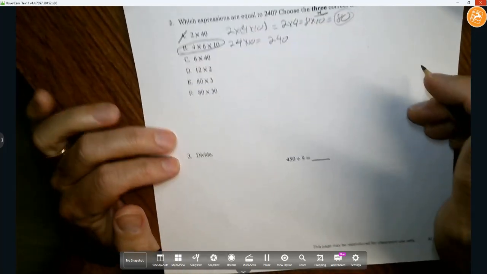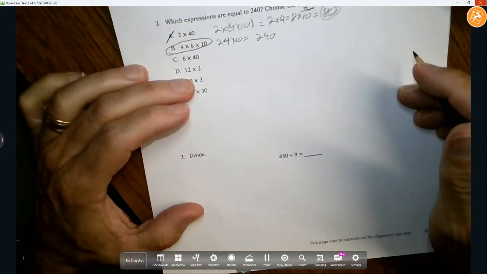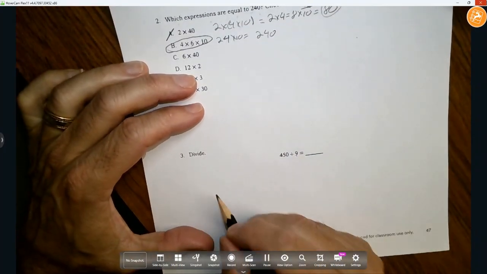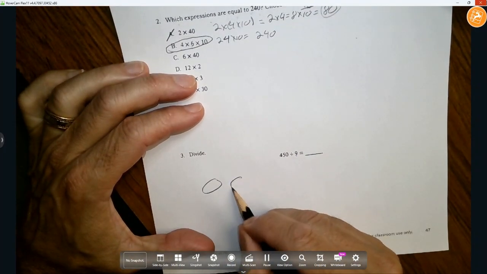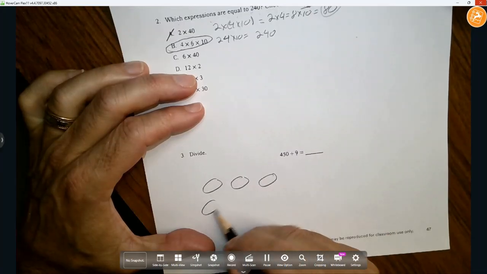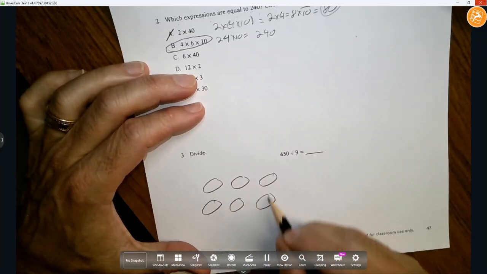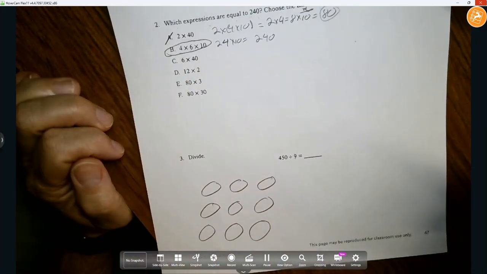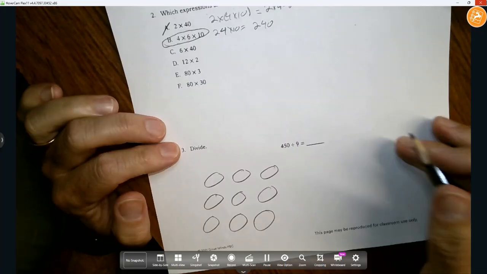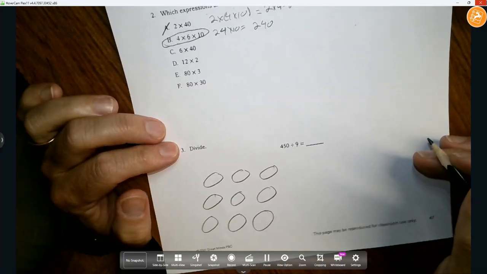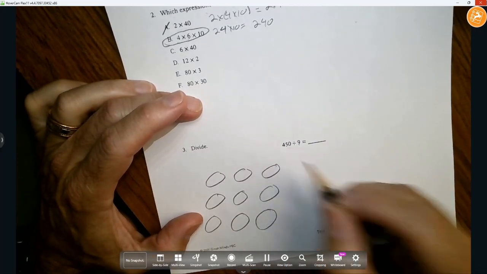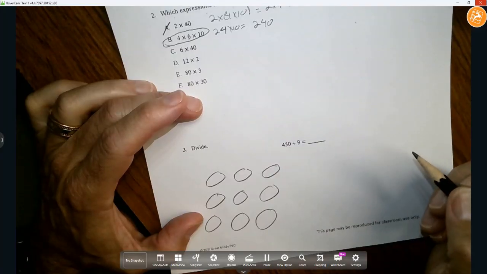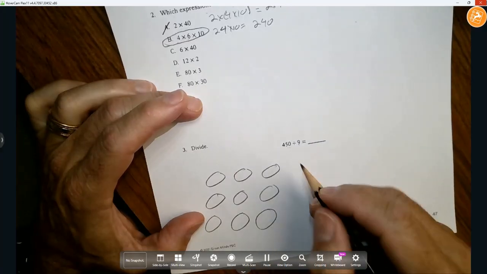All right. It says divide 450 by 9. So you need 9 groups. 1, 2, 3, 4, 5, 6, 7, 8, 9. There's my 9 groups. Now I want to count by tens and start filling my groups, right? Because there's a 0, which means there's got to be a 10 in there. Okay? So let's start counting by tens so we get to 450.